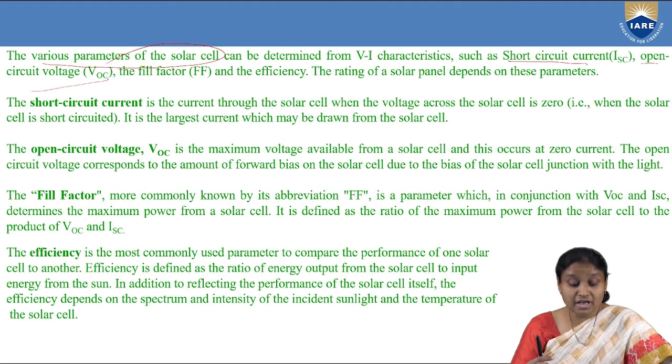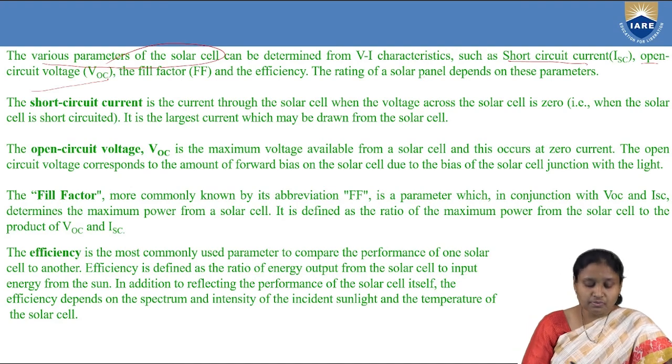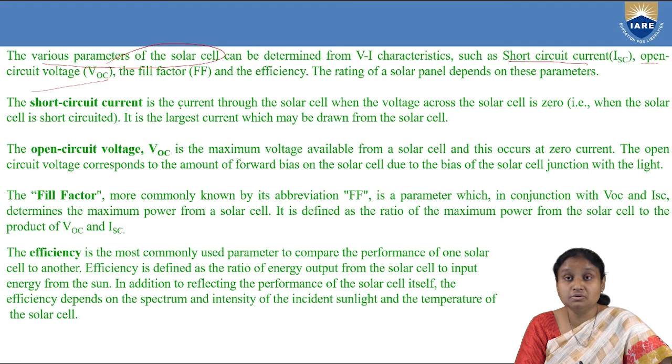And there is one factor called the fill factor, which is denoted by FF, and of course in the end we have our efficiency. And the rating, whether a solar panel is good or bad, more effective or not, depends on these parameters. So if we try to quickly define these parameters, as you can see here, what is short circuit current?